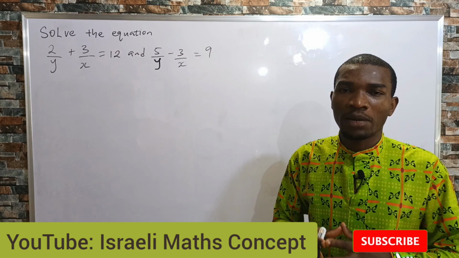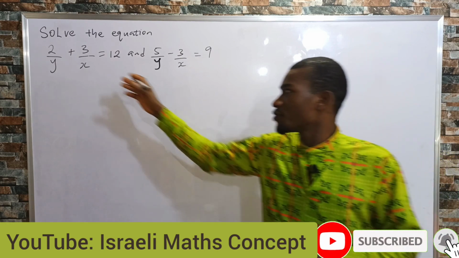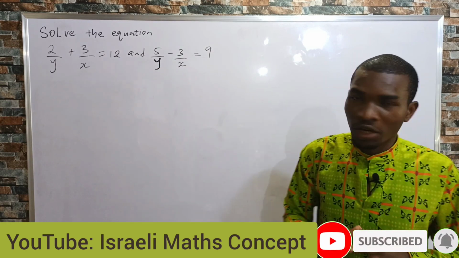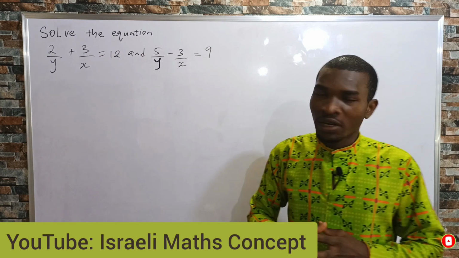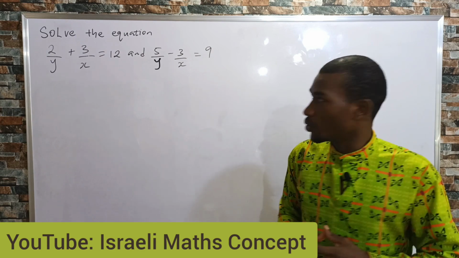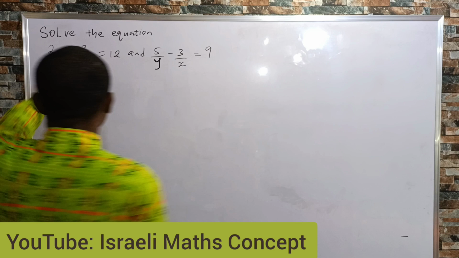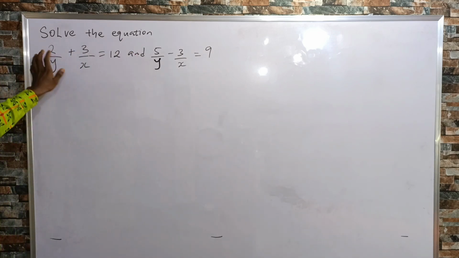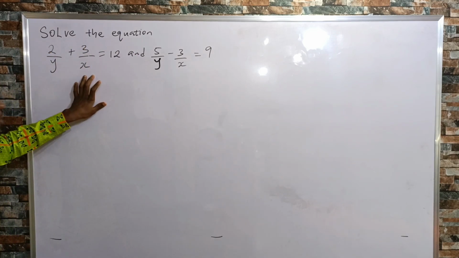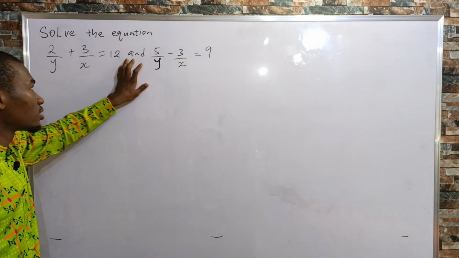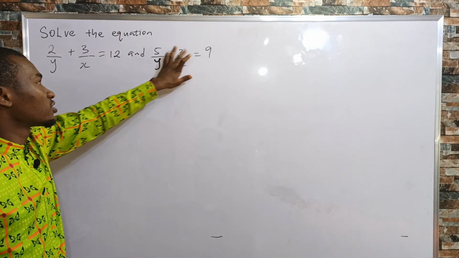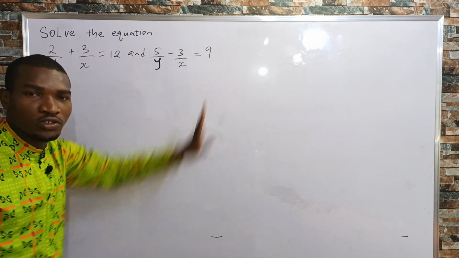In this tutorial, I'm going to teach you how to solve a given pair of linear equations which involves fractions. I want to read out the question first of all. The question says, solve the equations 2 over y plus 3 over x is equal to 12, and 5 over y minus 3 over x is equal to 9.